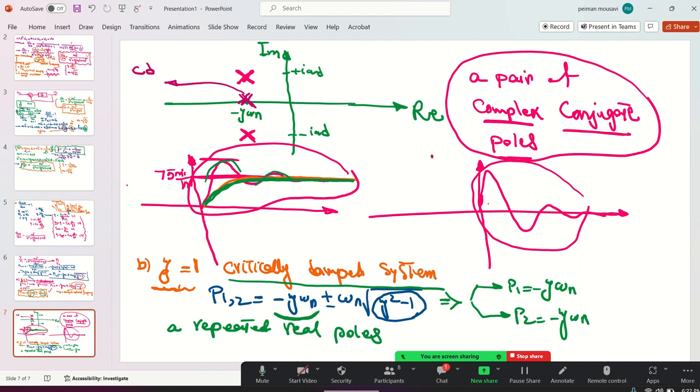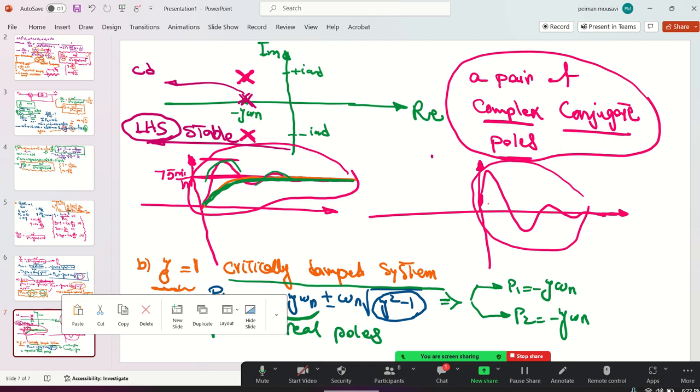And these are for what? Underdamped system. But the good news is that in both scenarios, both of them are on the left-hand side. Means your system is stable or unstable? Stable. Okay, stable. You got it, everybody? Can I go to the last case?